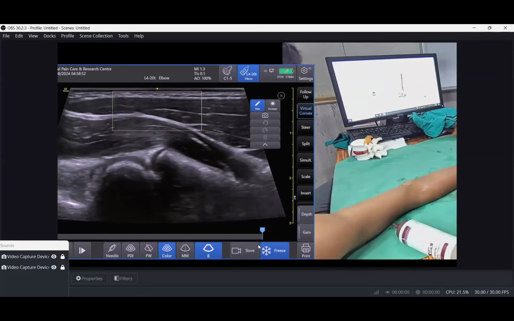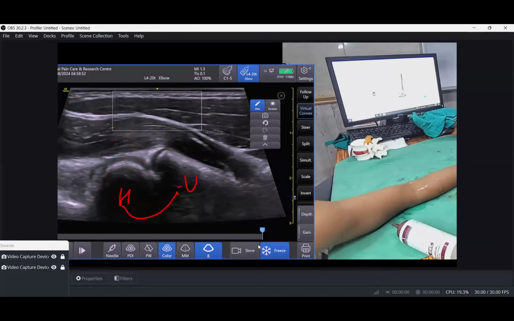If you want to inject the ulno-humeral joint, your needle will be coming like this, piercing this capsule and injecting. This one is the coronoid process of the ulna, and this is the trochlea of the humerus. This joint is called the ulno-humeral joint or the humero-ulnar joint; you can call it either of these. But the main thing is this is the articular capsule, and your needle comes like this, piercing the capsule and going into the ulno-humeral joint.